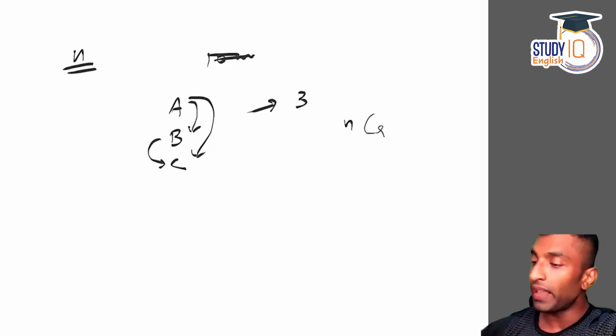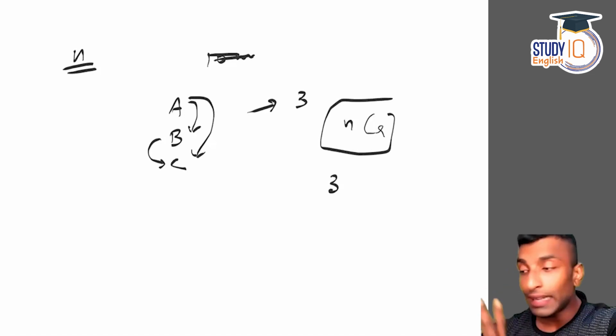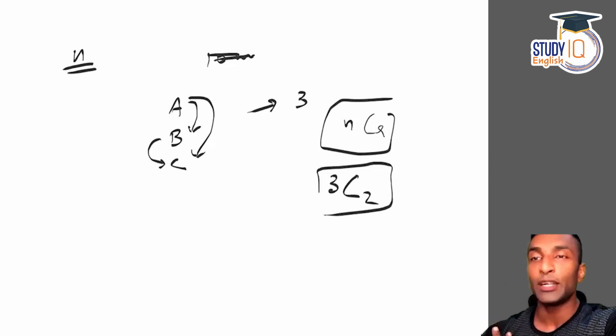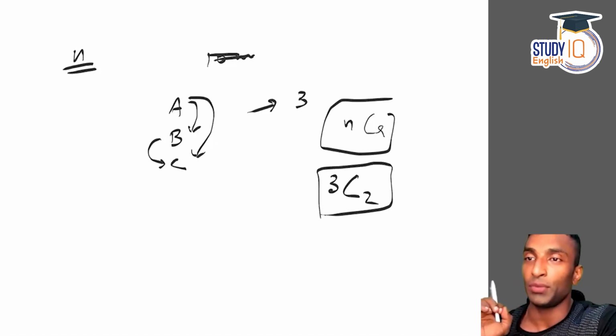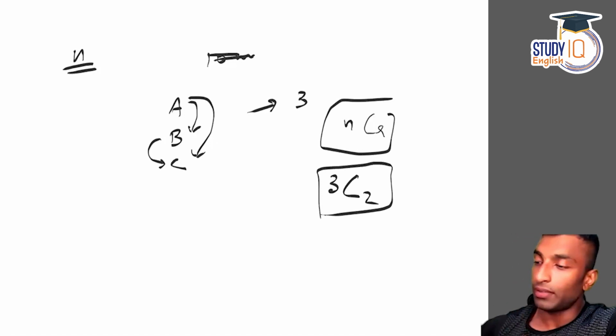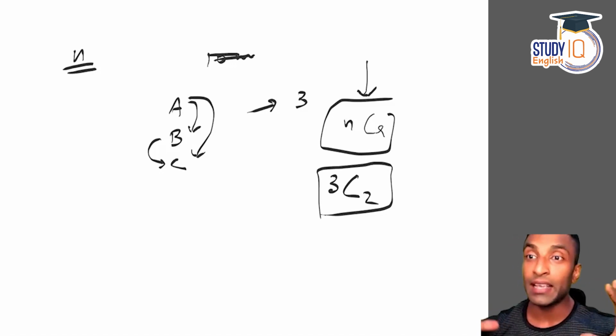So how do you do that? nCr. How many people are there? 3. How many do you need to select? 2. So 3C2 is your answer here. It's always 3C2. In fact, for this kind of question, the answer is nCr. This is what we call nCr patterns.